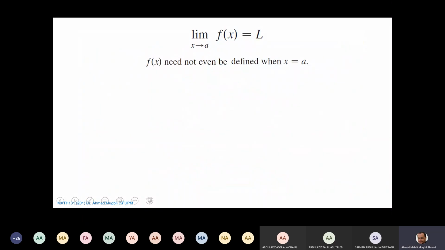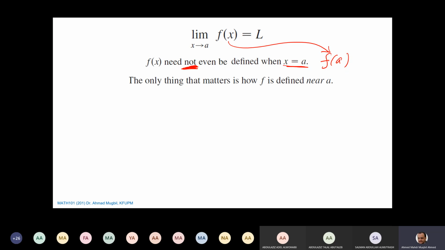So you should understand, guys, that the limit of f of x as x approaches a is L. It means that f of x need not even be defined when x equals a. It is not necessary to have f of a. If we have it, it's okay. If this one equals f of a, we have what is called continuity. The function in this case will be continuous, but it is not necessary in the case of limits. So we could have it defined or undefined at a.